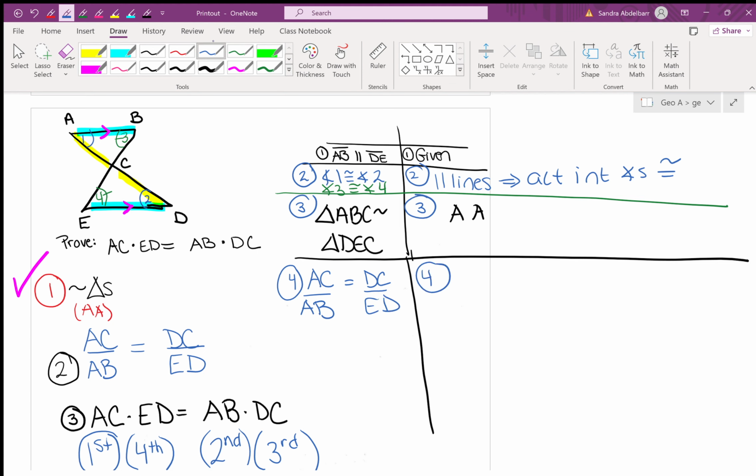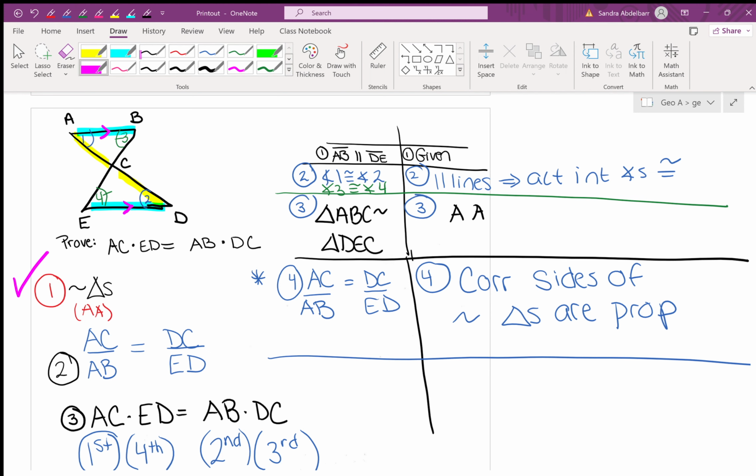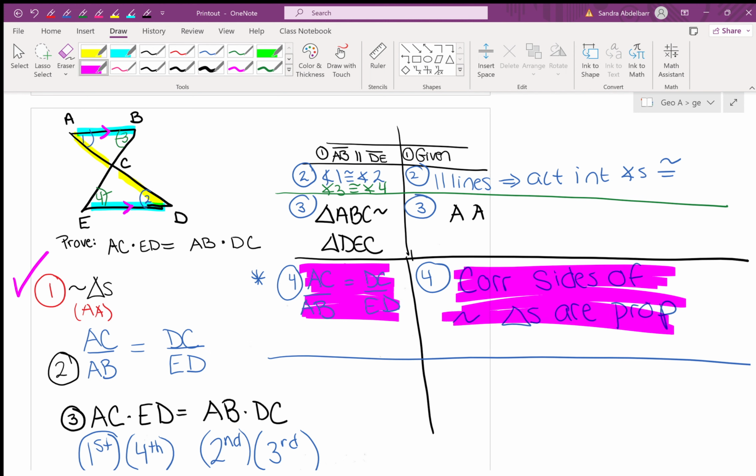Here's a new step for you. Now, we spoke about this in the algebra problems, but we've never written it in a proof before. The reason, after we prove triangles similar, the reason we can say their sides are in proportion is going to be corresponding sides of similar triangles are proportional. So if you want to highlight, this is your new step that you'd have to memorize. And this works after you prove triangles similar if you want to say their sides are in proportion.